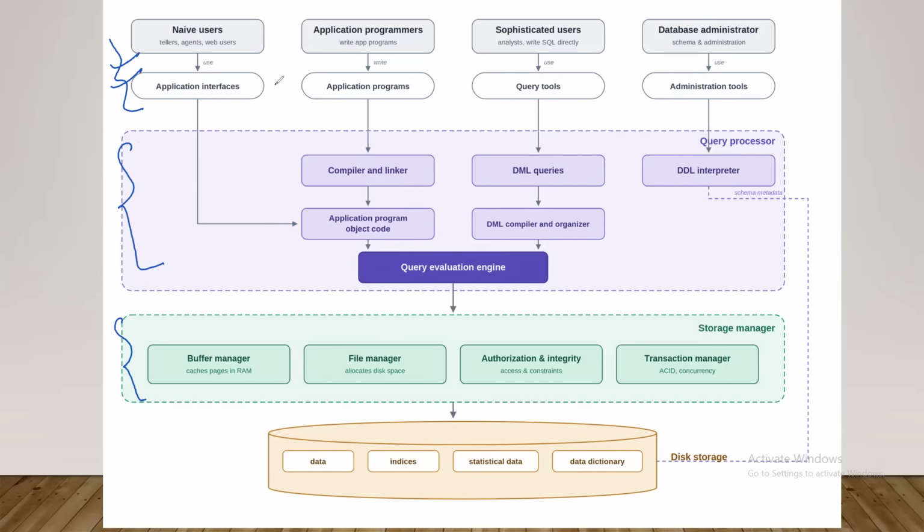So from the users part, we are coming to the query processor, and then we'll come to the storage manager, and finally we will have the storage, the disk storage, the lowest part in which your actual data is residing. So let's go through it one by one to have complete clarity on this DBMS architecture. Let's go.